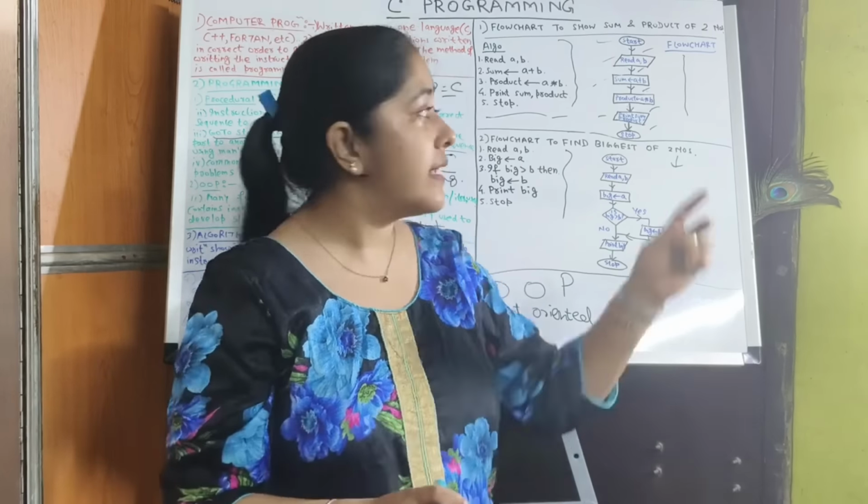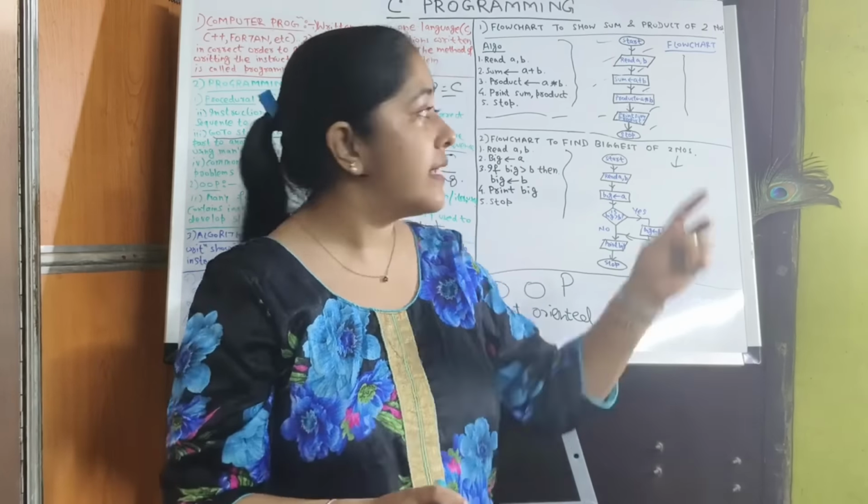Here you can see what is happening in this case. It's for showing the sum and product of two numbers, and it's for finding the biggest of the two numbers. So here you can see these two signs are different. This is a box sign, a quadrilateral or just rectangular sign. This is a rectangle and this is a parallelogram, right? So here you can see read A B and again print. These two are the instructions, input and output.